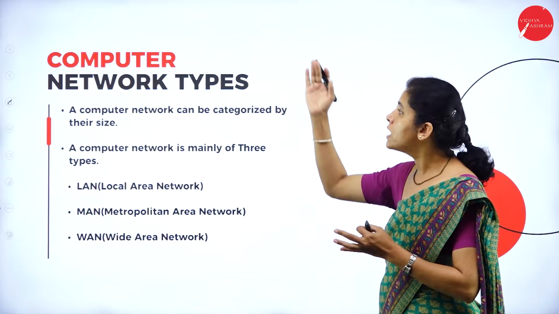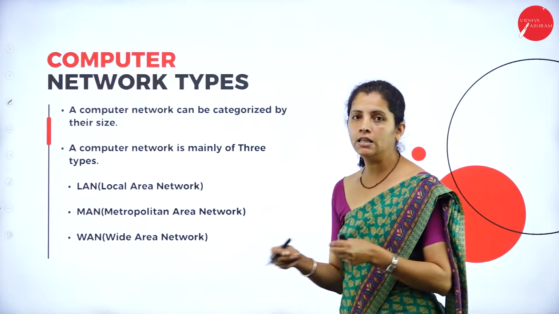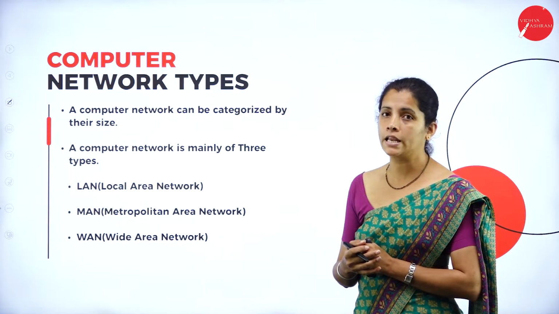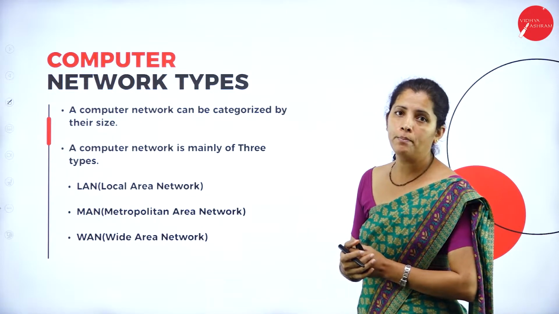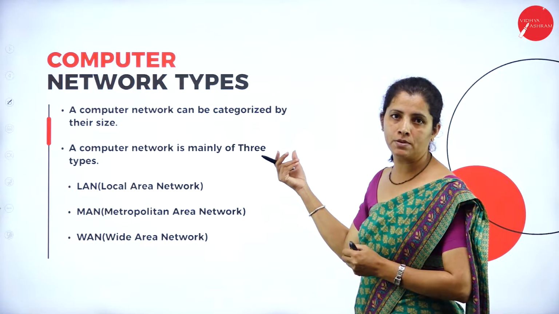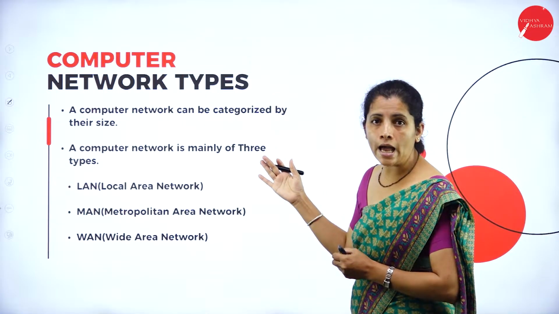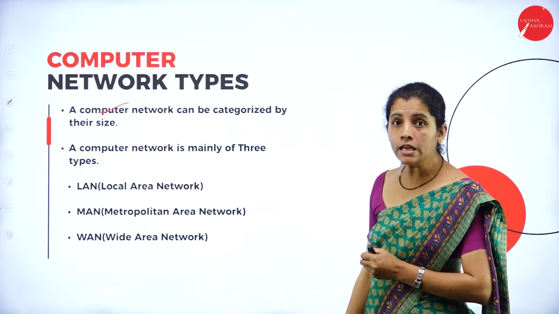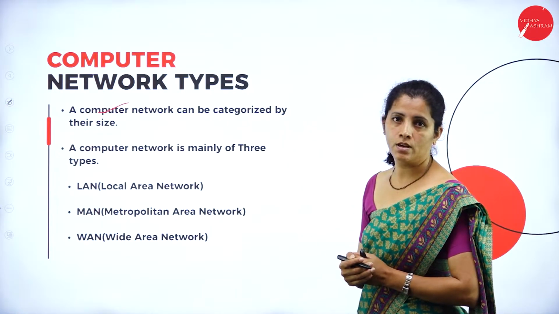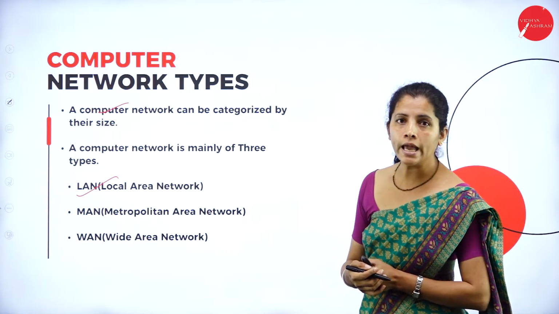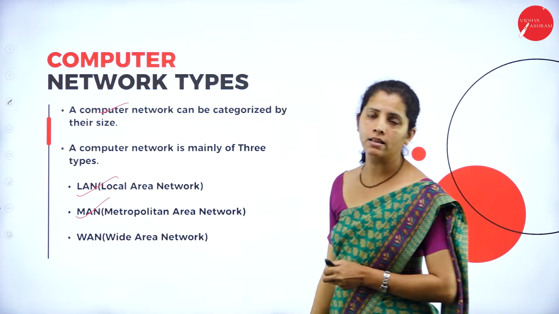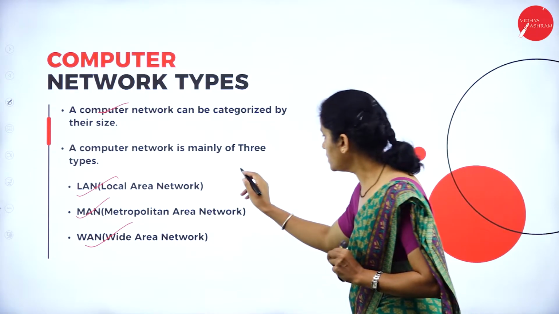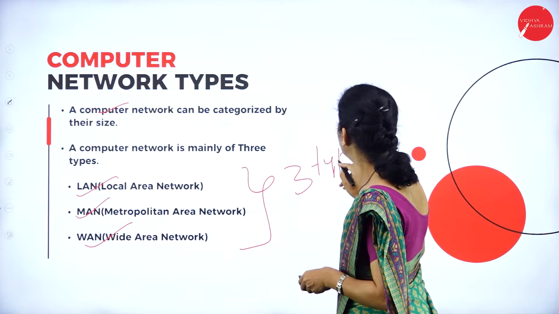Now I'm going to discuss computer network types. So dear student, till now we were discussing what is computer network, applications, structure of computer network as well as architecture. But this is another very important topic, that is computer network types. Here computer networks are categorized based on the size. A computer network can be categorized into three types based on the size. So here I have LAN, that is local area network. Along with that I have MAN, that is metropolitan area network. Along with that I have wide area network. So these are the three types of network.